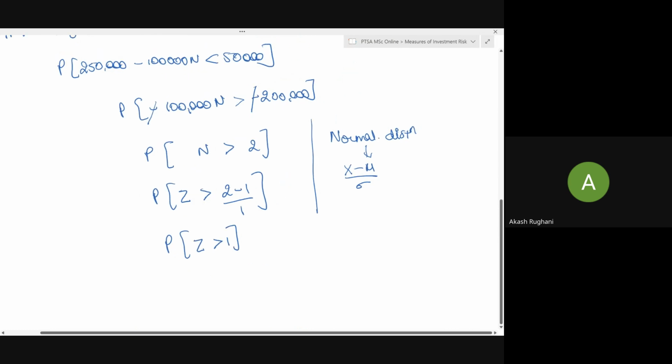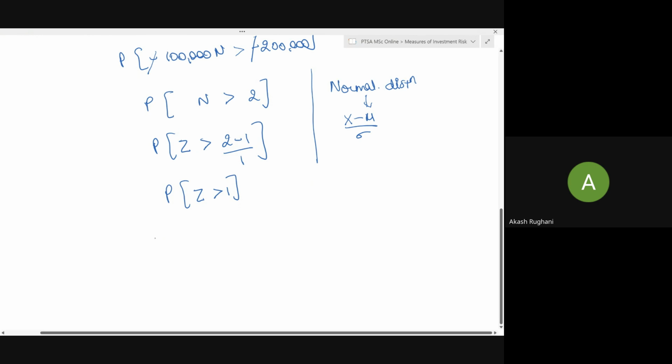Everyone knows how to look at the tables, right? You know how to look at the normal tables, Kaustubh? Yes, sir. You just look at the table. This is a greater than case, so you will not find this in the table. You have to do 1 minus P less than 1 and you'll get your answer.